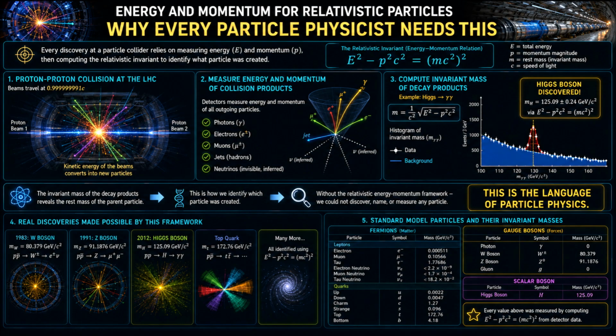The invariant mass of the decay products tells you the rest mass of the parent particle and therefore which particle it was. Without the relativistic energy momentum framework, specifically the total energy formula, the momentum formula, and the invariant, none of the particles in the standard model could have been discovered, named, or measured. This is not optional mathematics. It is the language particle physics is written in.